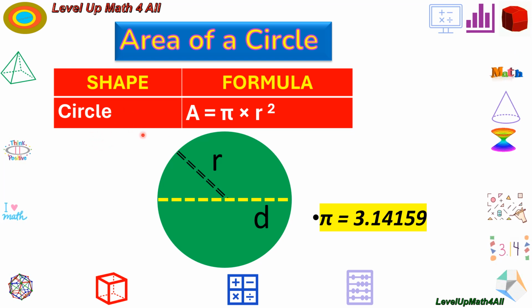Now, to find the area of a circle, the formula is capital A, representing area, equals pi times r squared. R squared is r times r. So we need to multiply the radius by the radius, then multiply by pi. Pi, as I mentioned, is a mathematical constant, and the value of pi is 3.14159.